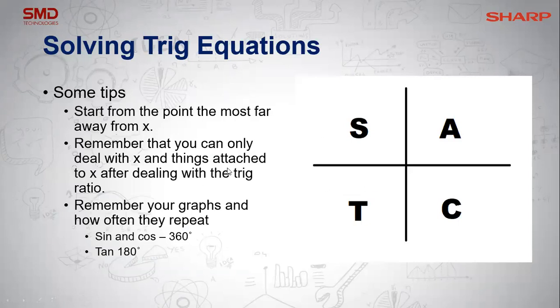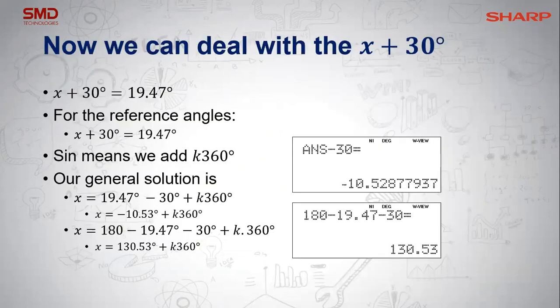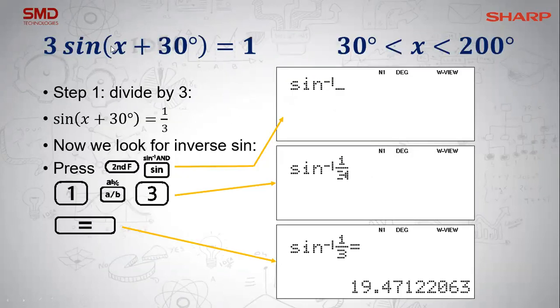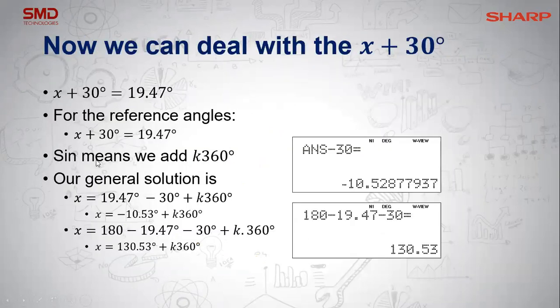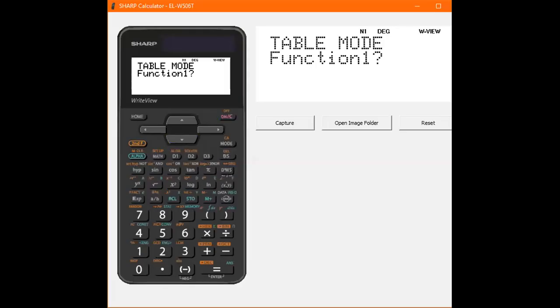So now we can talk about solving trig equations. You obviously use your cos graph, and you know all the basic steps, so I'm not going to go through this with you now. What I do want to show you is how to deal with a specific solution. So we solve this whole thing, and we're looking for values between 30 degrees and 200 degrees. We have two general equations here: x equals negative 10.53 plus k times 360, and x equals 130.53 plus k times 360. So what we're going to do is, on our calculator, in our table mode, substitute.